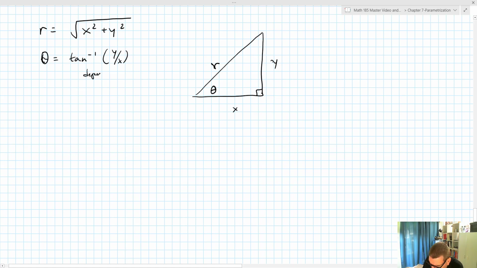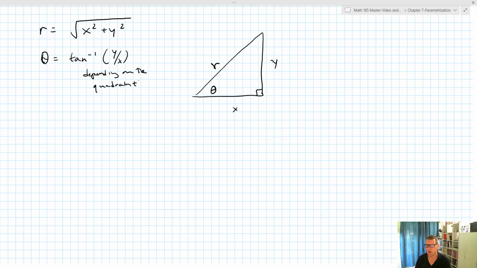Depending on the quadrant, it'll still be the same theta, but you might have to change what that theta is. You might have to add a pi to it if, say, for example, we've got 2 negatives instead of 2 positives for x and y, or for example, if we're in quadrant 4 versus quadrant 2.